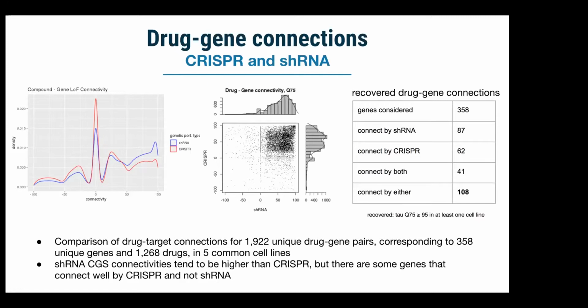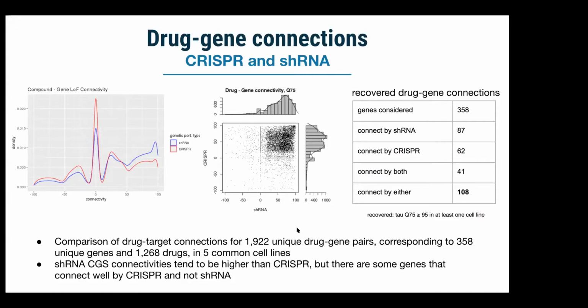So that's good. The plot in the center shows a comparison of the aggregated connectivity for a compound gene connection between those connections made using CRISPR and those made using shRNA. You can see there is an enrichment of points in this upper quadrant, which makes sense based on the plot at left. Generally, these associations tend to be positive, but there is quite a bit of spread here. So it's not always the case that the genetic loss of function signature from CRISPR and shRNA track to the same degree when compared to a compound signature.